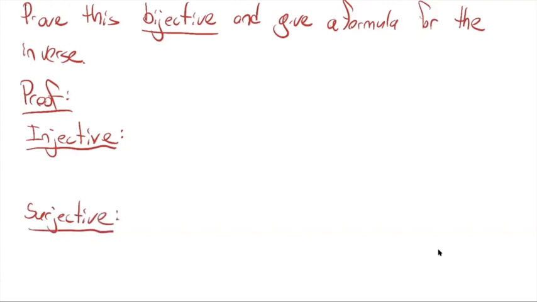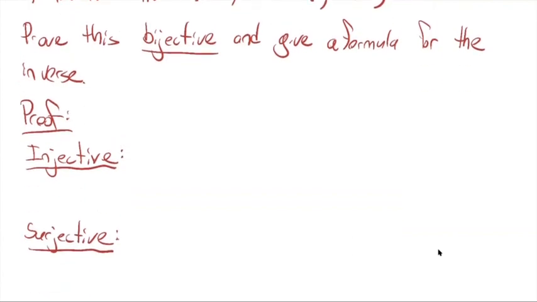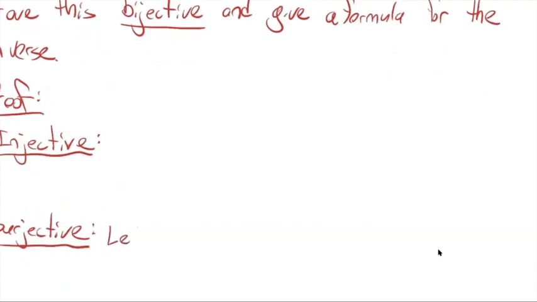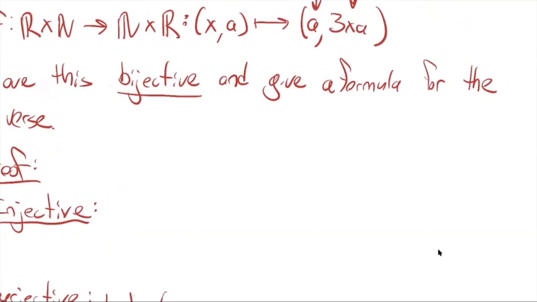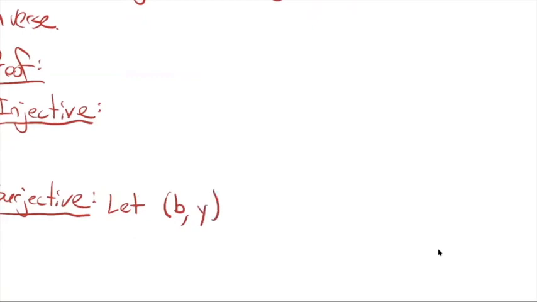Yeah, so for surjective, what we're trying to show is that for any pair that's in the codomain. So basically what we're trying to show is that the codomain is equal to the range of the function, equals the entire codomain, right? So that every element in the codomain has something which is mapped to it. And so our codomain is N cross R. So let's just say we've got something (b, y) which is in N cross R. So b is a natural number, y is a real number.